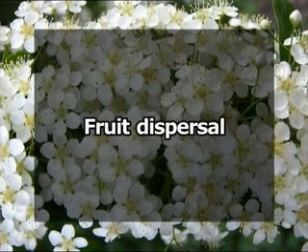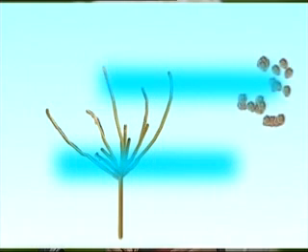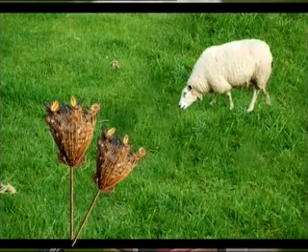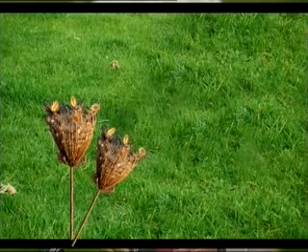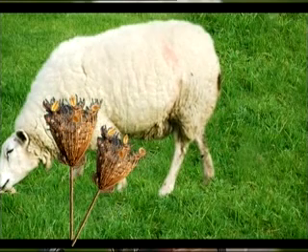Now the fruit dispersal. As we have dry schizocarpic fruits in Apiaceae, they are wind dispersed. The fruit segments present in genera like Daucus are covered by structures called bristles. These bristles help the fruits to get dispersed by external agencies.